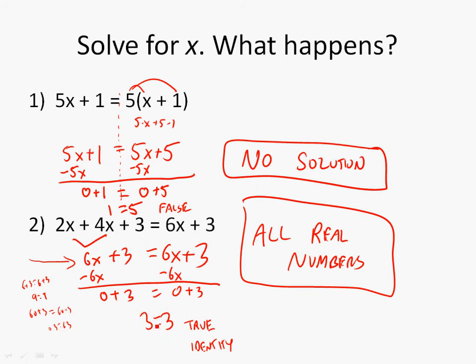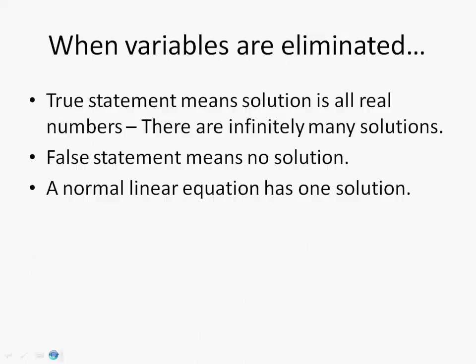So let's sum up what we have. When all the variables are eliminated, when they all cross each other out, if you get a true statement, that means the solution is all real numbers, and that means there are infinitely many solutions. Every number that you plug in for x is going to work. It's going to make this equation true. Every number will be a solution.